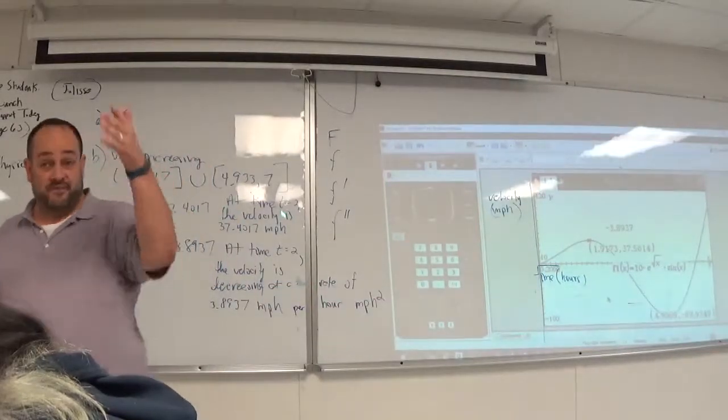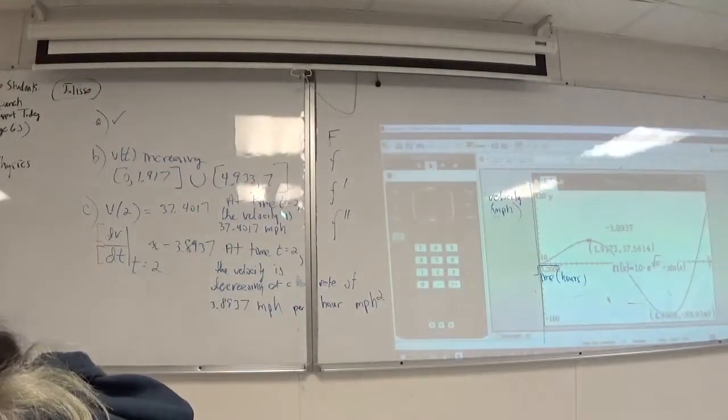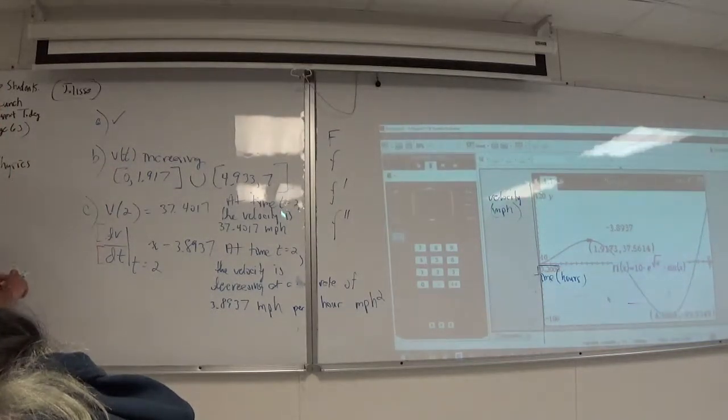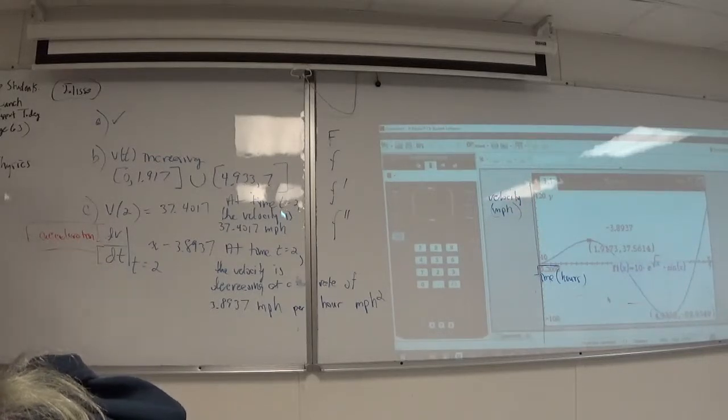You know from physics, what do we know from physics? Acceleration. This is acceleration. So guess what, friends? Next time I ask you to find the derivative of velocity, what am I really asking you to find? The acceleration. Acceleration is the derivative of velocity. The units are the guide here.